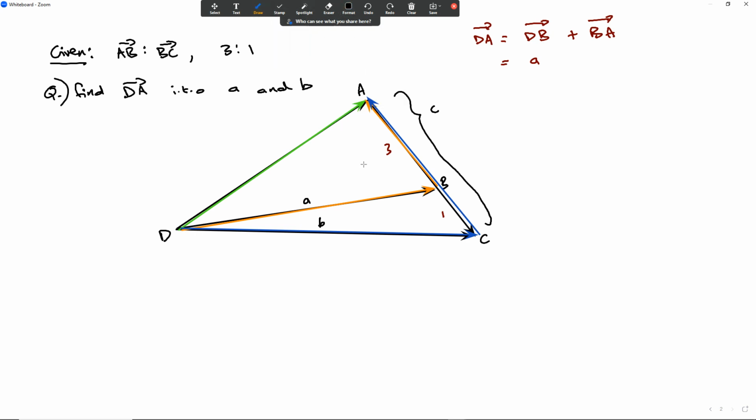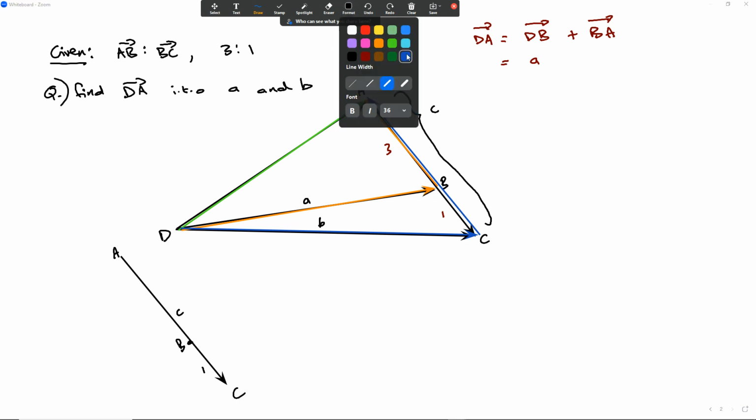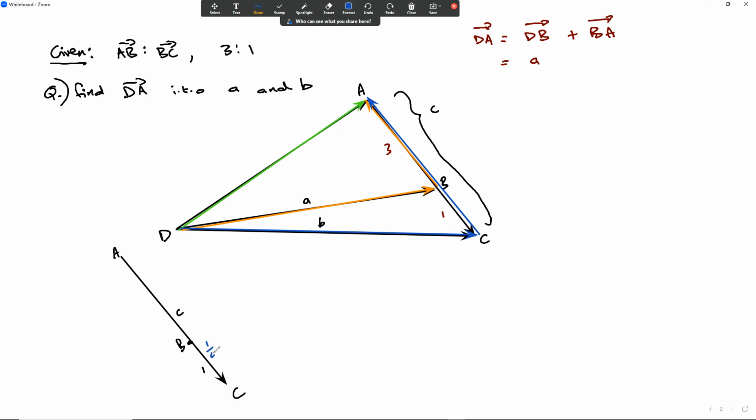What we're saying over here is that vector AC, if I just redraw it over here at the bottom, we're going from A until C, which is that part over there, is known as C. And then there's a point over here, B, on this line. And that point breaks this up into 1 and 3. This is going to be a quarter, so that's 1 over 4C, which means this is going to be 3 over 4C.